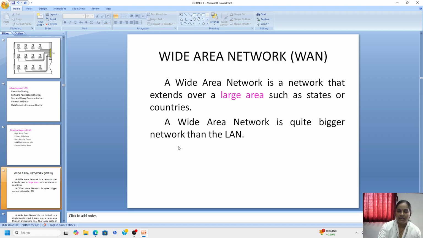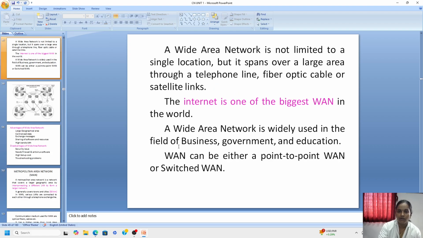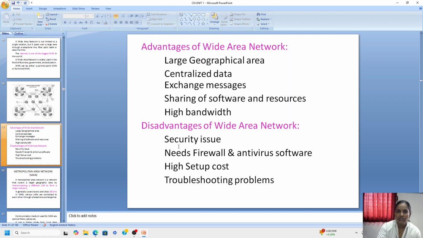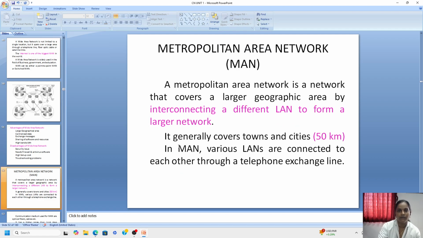With the help of the hub, a limited number of devices are connected together. Next one is the wide area network. A wide area network can cover a large distance compared to a local area network. The internet is one of the biggest wide area networks in the world. So this is a wide area network diagrammatic representation. It can cover a number of lands as well as worldwide coverage. These are the advantages. It can cover large areas, though some security issues may occur.